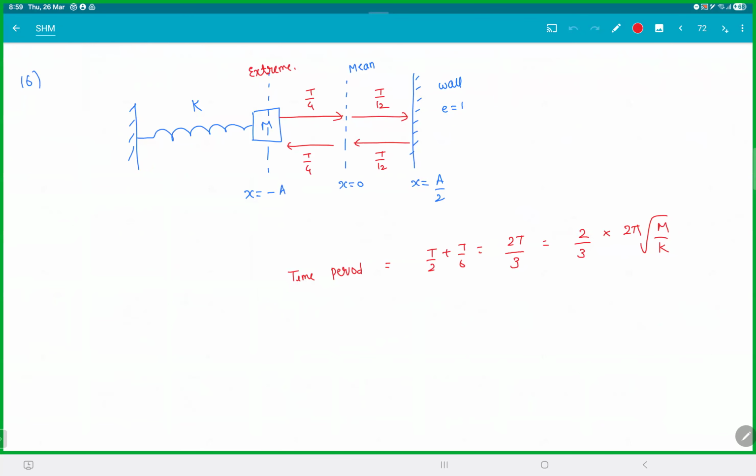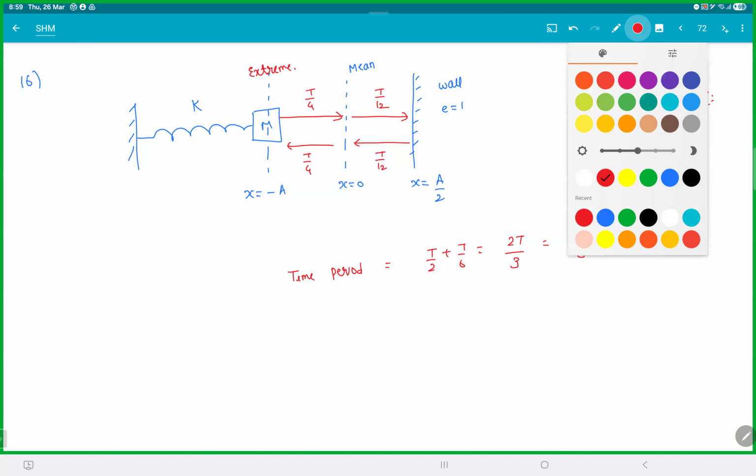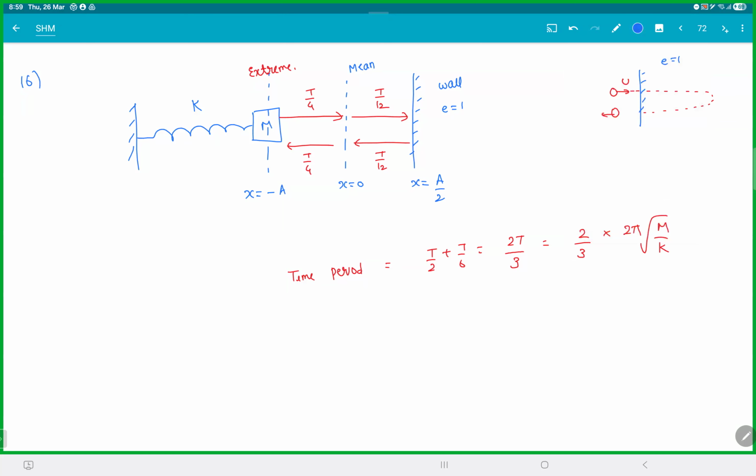You know the time period is already 2 pi root over m by k, right? So when you hit the wall, this is what is happening. You will go with speed u, hit the wall and come back with u. So it gives you a feeling as if this right side part of the motion has vanished. Making sense? You just have to ignore the time interval after the wall, that is, after x is equal to a. Finish off this and you'll get it. Clear with this? It's a pretty good question.